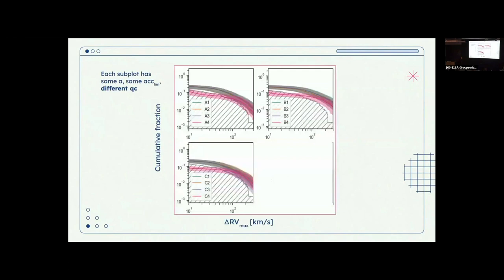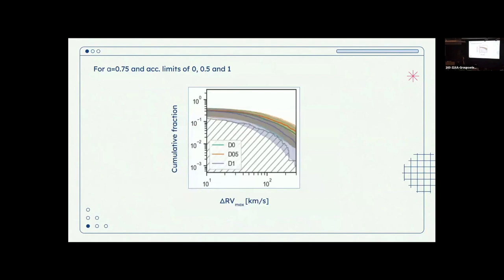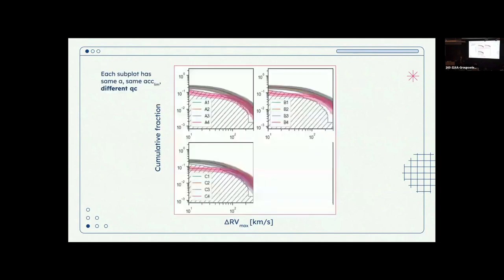And then for the models with alpha of 0.25, we also looked at the critical mass ratio. In this case, the different colors indicate different critical mass ratios for each of these models. And just going back, in models that look like this, each of the colors actually indicates a different mass accretion limit. It's a bit different, but sorry, there was no better way of showing this.